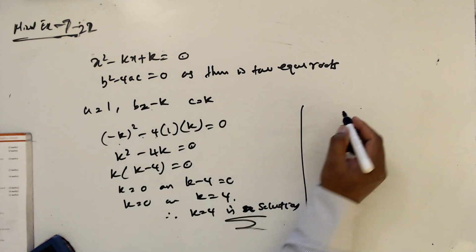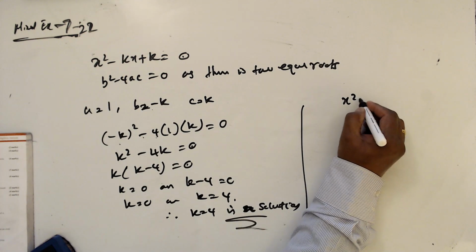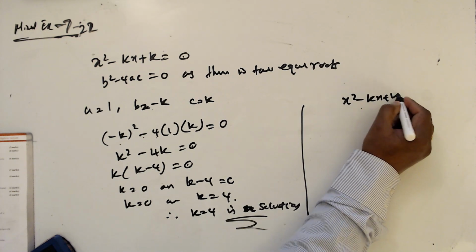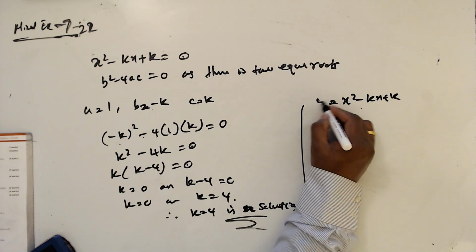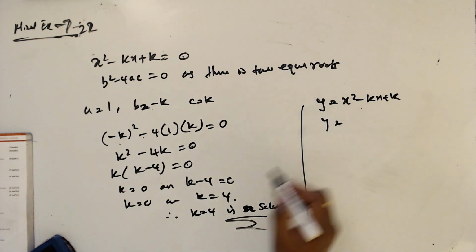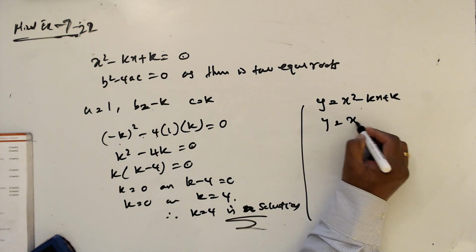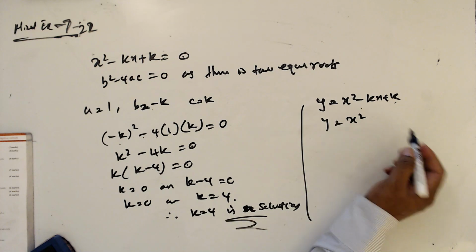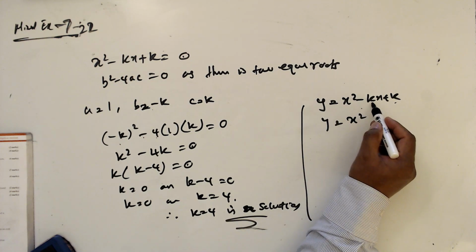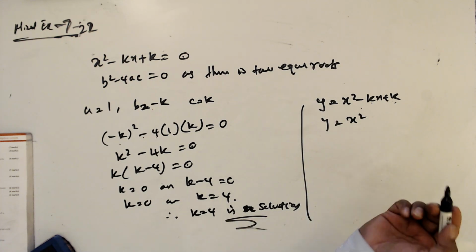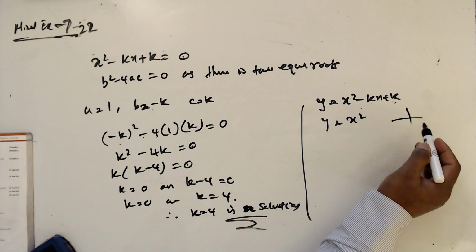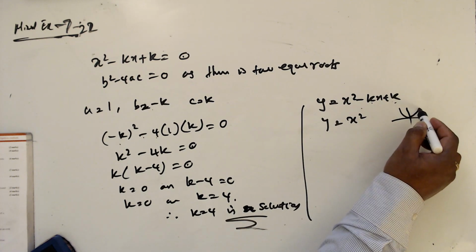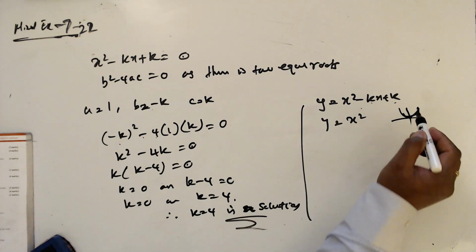So this is just a discussion. x squared minus kx plus k. I'll take this as y. When k equals 0, y equals x squared. This term is going to be 0 and y equals x squared. So in that case, it has equal roots. Yes, it will touch here.